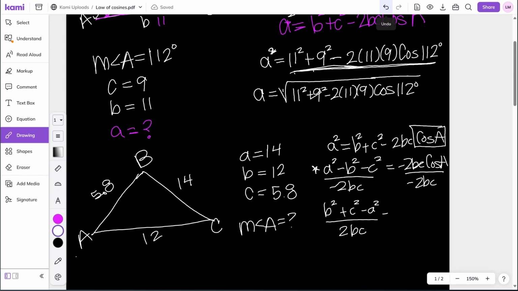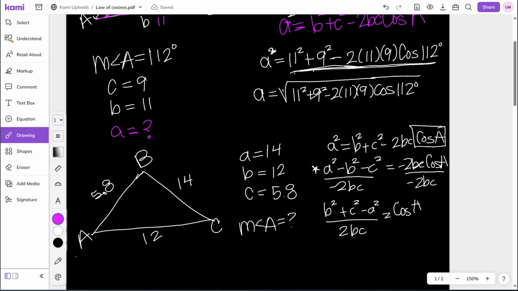All right, so this is the formula for finding an angle. So cosine A equals B squared plus C squared minus A squared over 2BC. We'll talk about patterns in the formula in just a second. All right, so that's the formula I'm going to use.